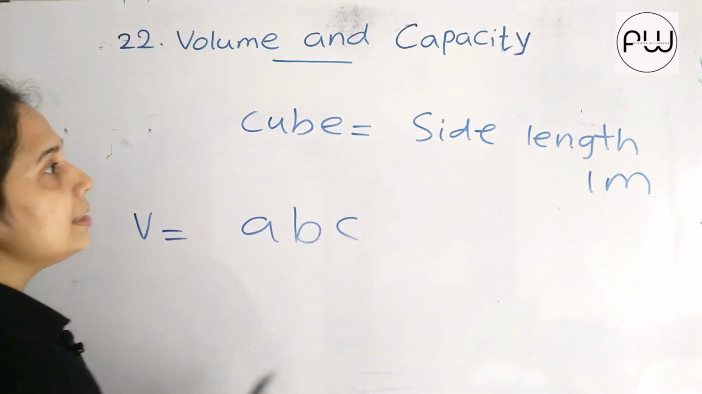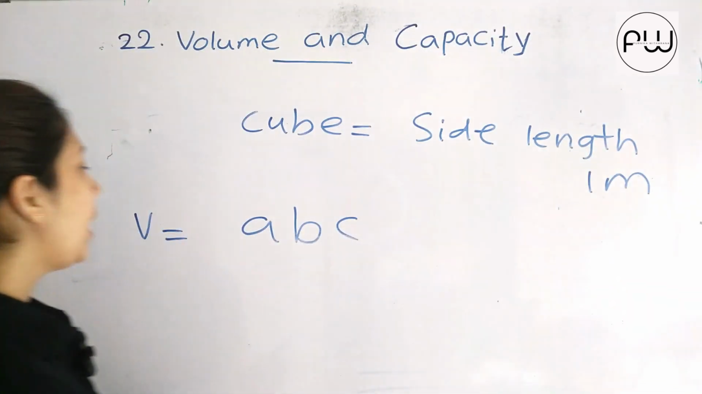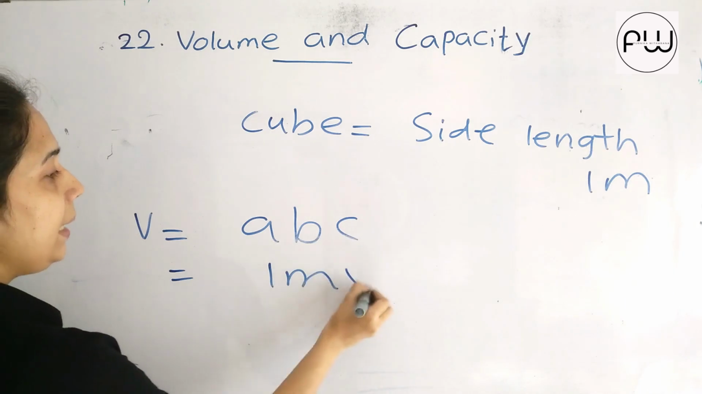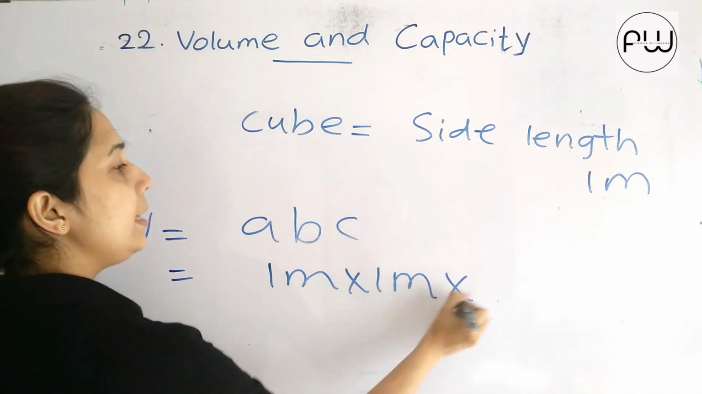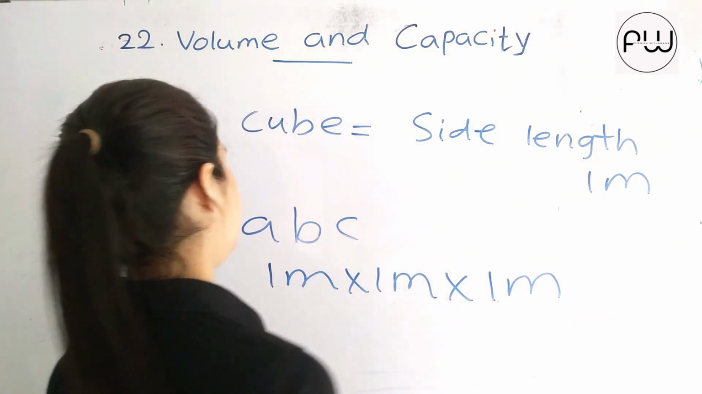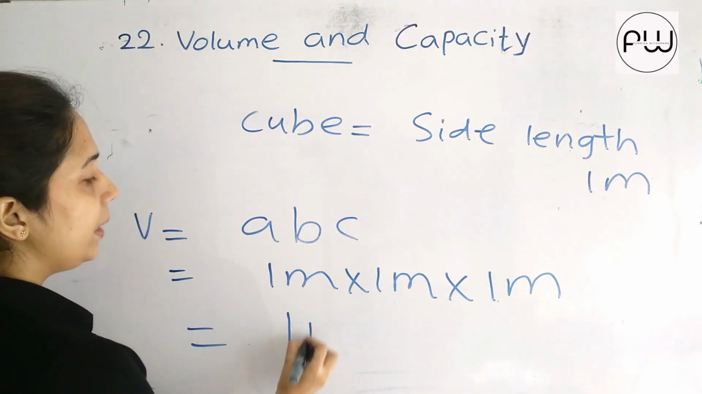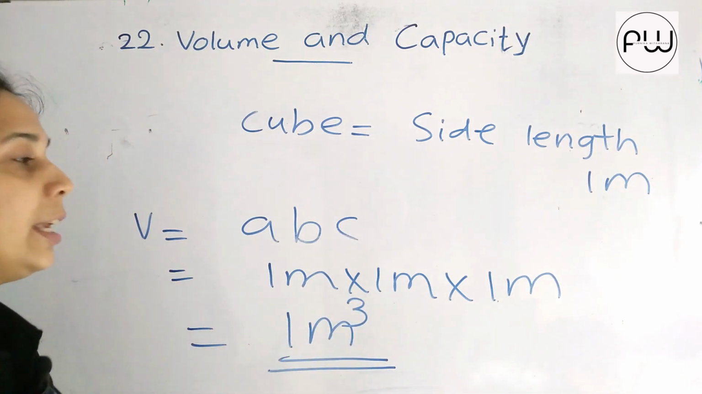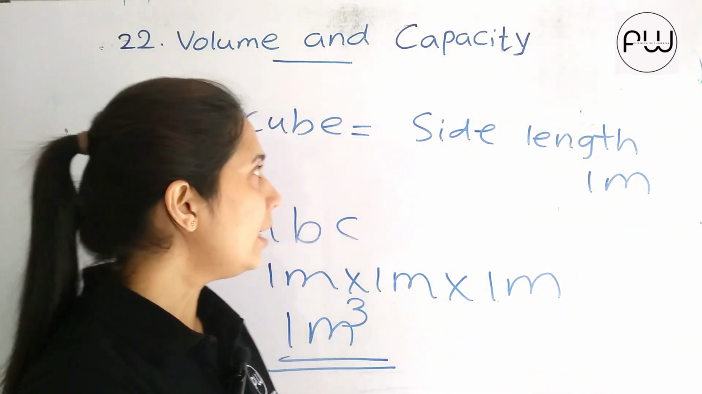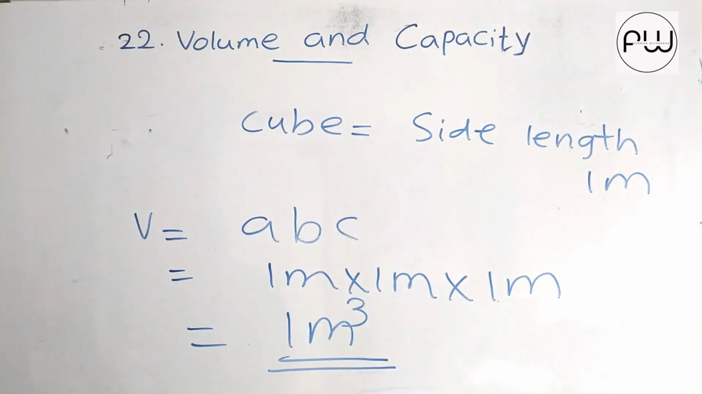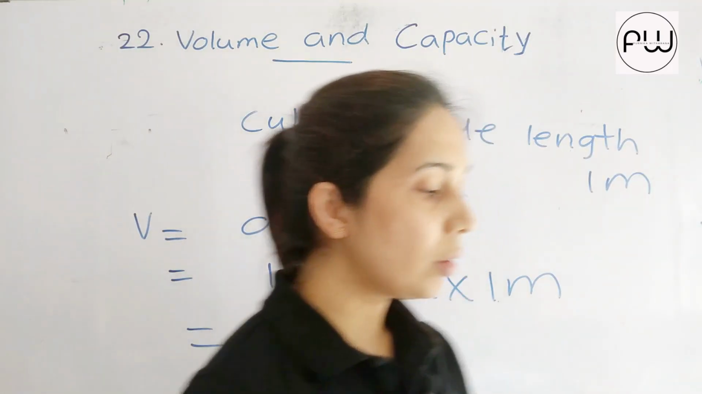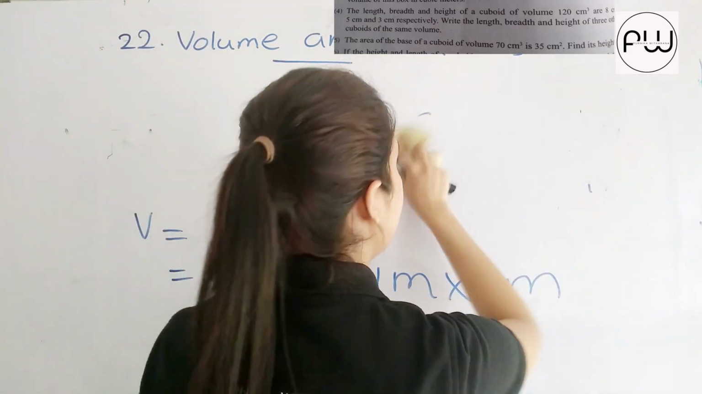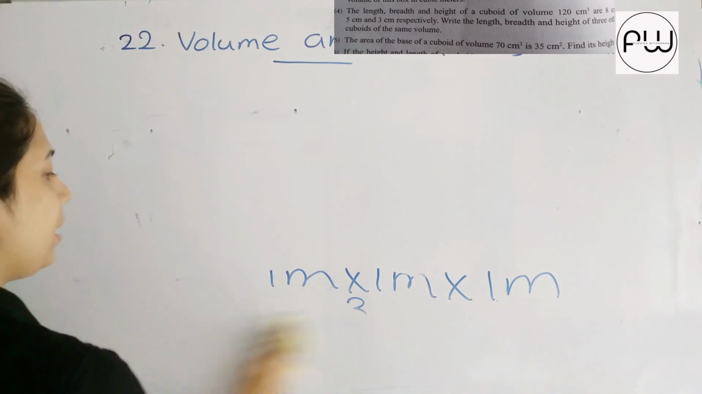Right, now here the side length is 1 meter. Then we can find the volume of this cube. A equals 1 meter, B equals 1 meter and C is also equal to 1 meter. Then the volume of this cube is 1 cubic meter. Right. So now let's take another example, the third main question.